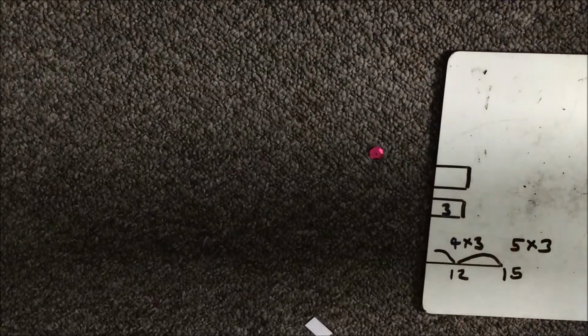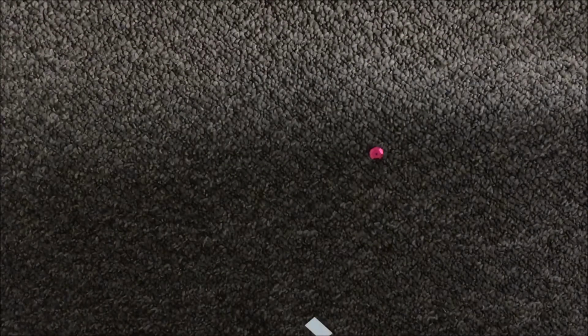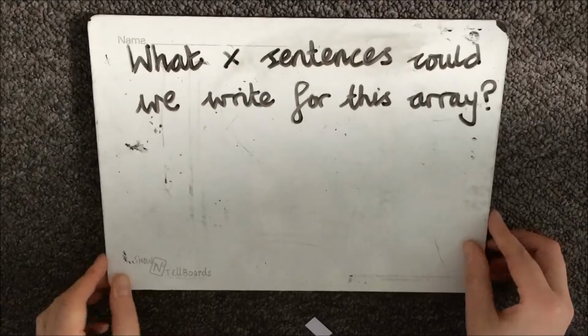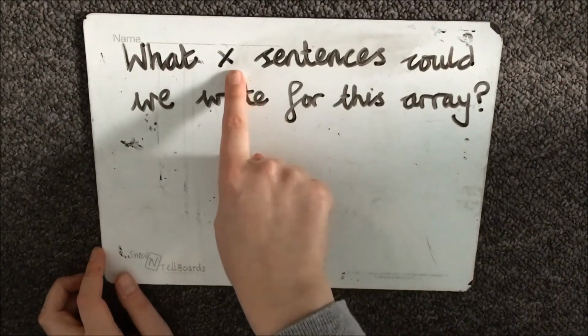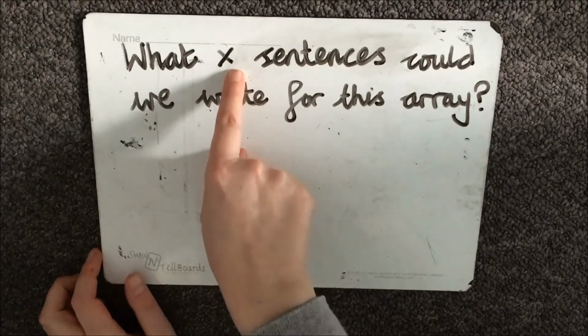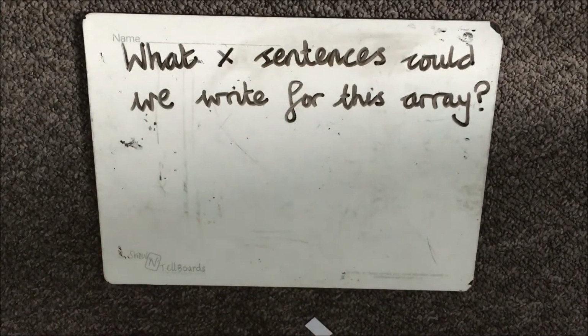I always like teaching counting and timesing in because we can use lots of different pictures, lots of different objects, and I love doing lots of different methods. So this one says, what times or multiply or lots of sentences could we write for this array? And you can see it's blank at the moment because I haven't made it. So I'm going to make an array.